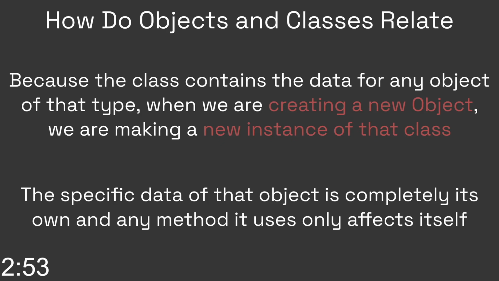Now, what ties these ideas together is the connection between class and object. Let's think about it. Because the class contains the data for any object, it should make sense that whenever we create a new object, we are actually creating an instance of that class. All of the data for that object is completely its own. If we were to call a method on that object, it would affect only that one object.